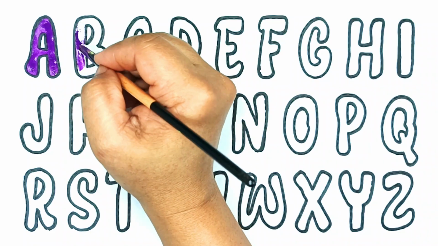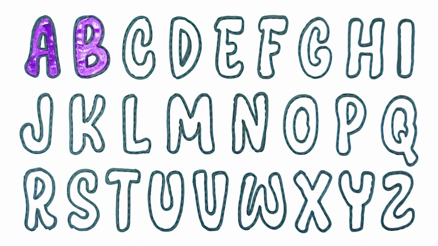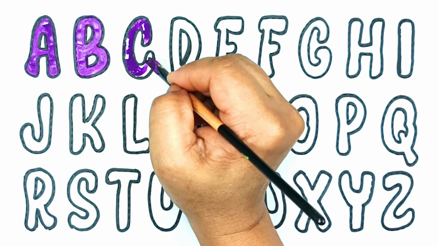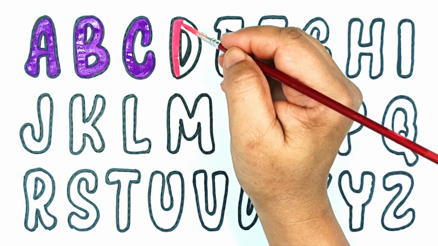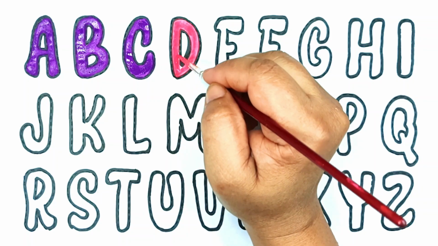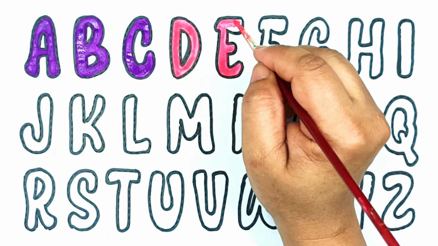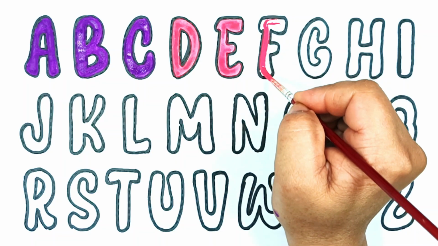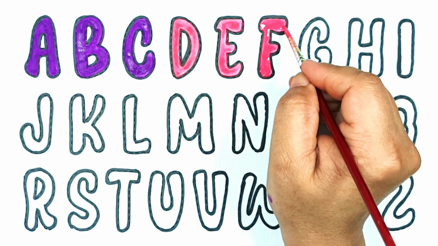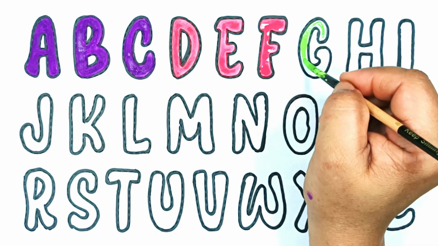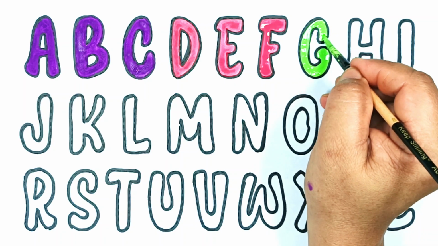A for apple. B for ball. C for cat. D for doll. E for egg. F for frog. G for glass.